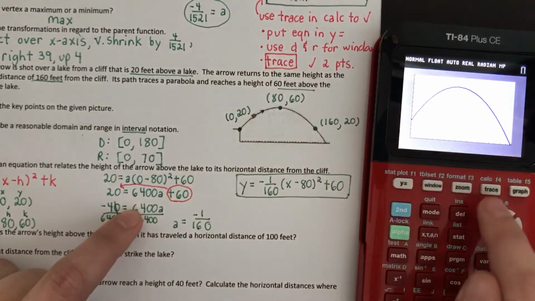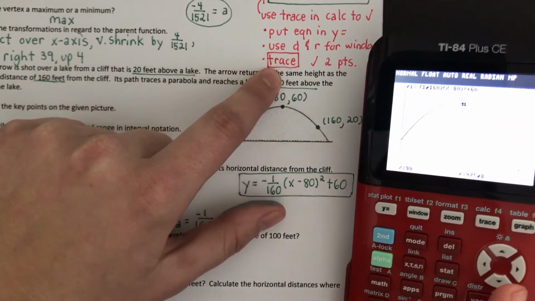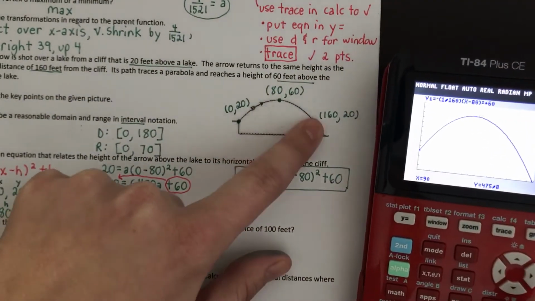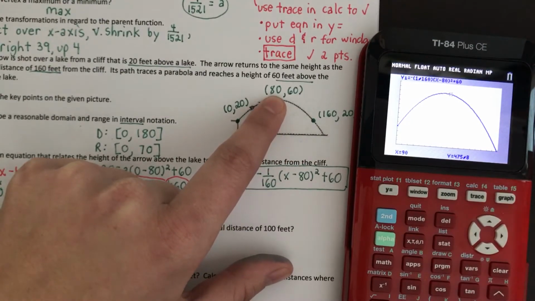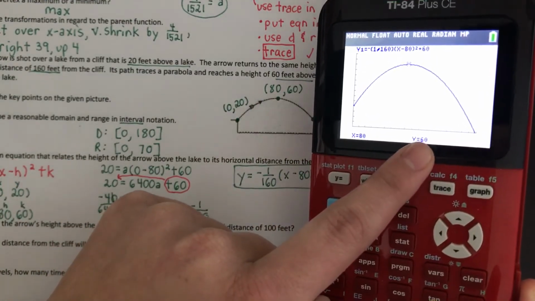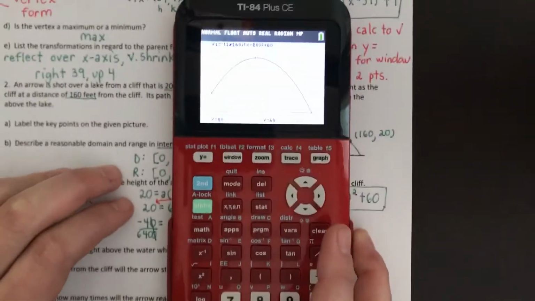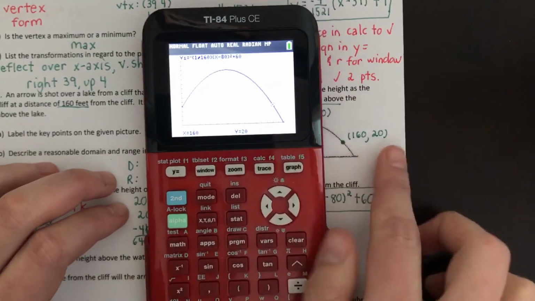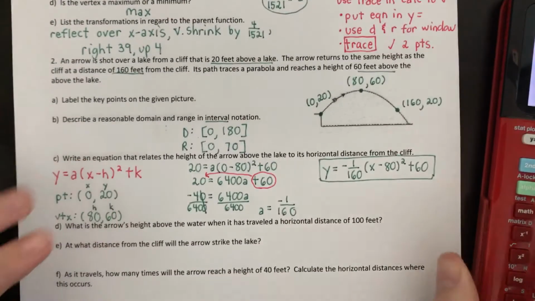while I remind you that you're going to use the trace key in the calculator. So trace. We put the equation in Y equals, we use the domain and range for the window. Now we hit the trace button and we're going to check 2 points. So we're going to check these 2 points here, 80, 60 and 160, 20. So once you hit trace, you hit 80, enter, and look, 80, 60. We're good. So then we're going to check 160, make sure that 20 is what comes out. So hit 160, enter, and look, 20 is what came out. So we checked our 2 points. That's really, really good. That means that we can move on with our questions.